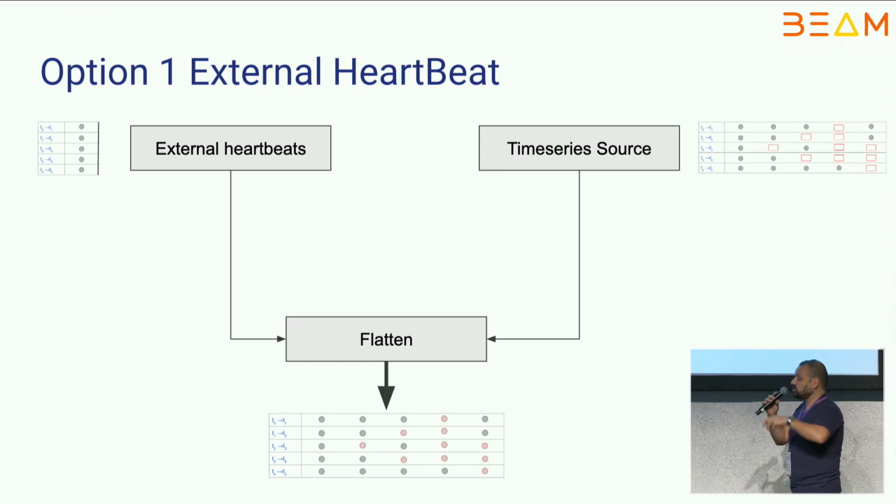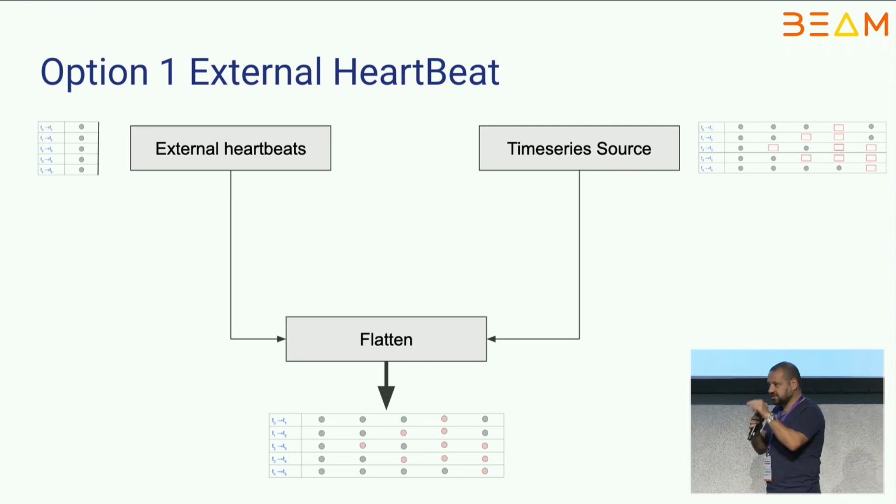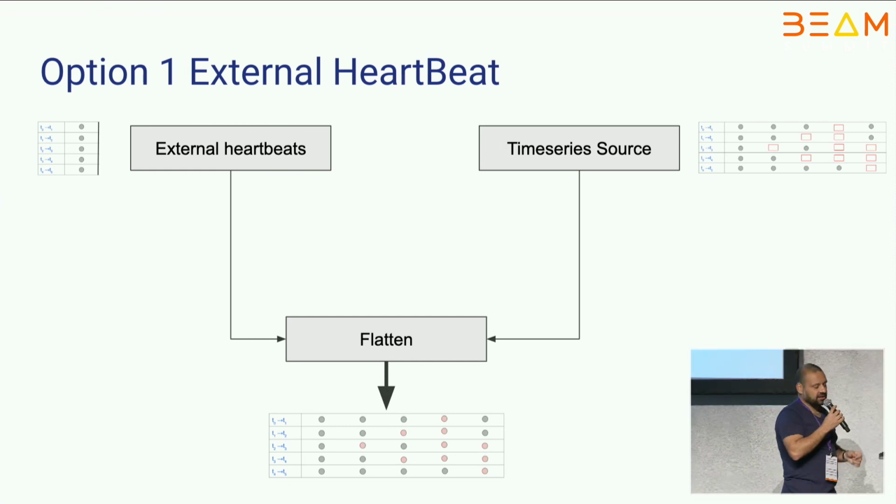So imagine you have an external system. One is actually sending our real data. That's the time series source. And this external system is just monotonically sending a value into the pipeline. So here we could join these two things together. Once they're flattened, we now have dots in every time interval.